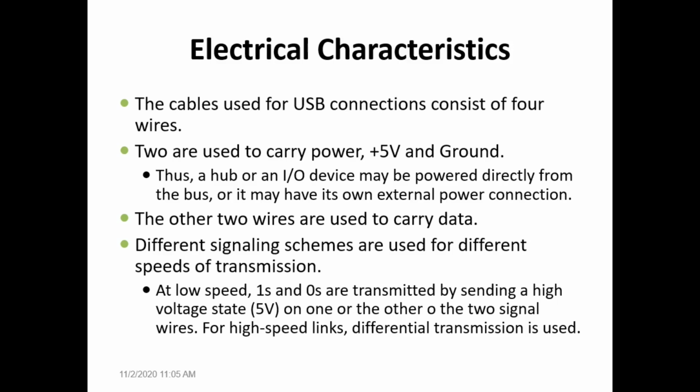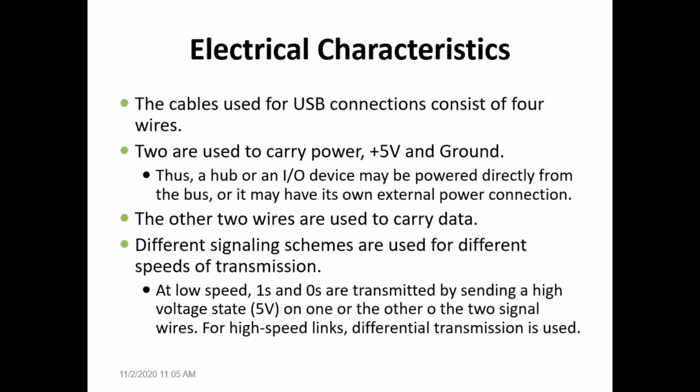Now the signaling scheme is different. Let us consider a low speed device. The initial version of USB supports 2 speeds, low speed and high speed. Then USB 2.0 also supports one more high speed. In low speed, 2 wires, plus 5 volt and ground, are used to carry the power. The remaining 2 wires carry the data. How? If you want to send a signal, the bit value might be 1 or the bit value might be 0.